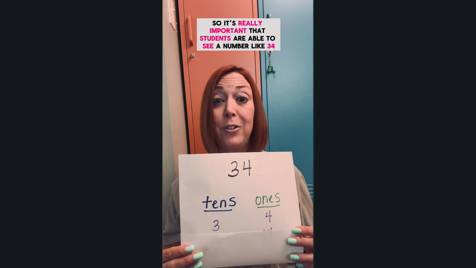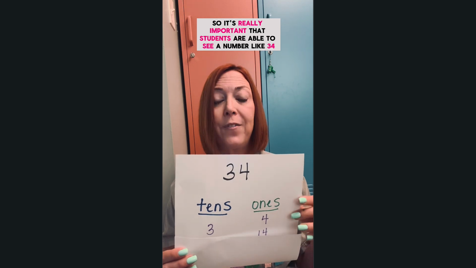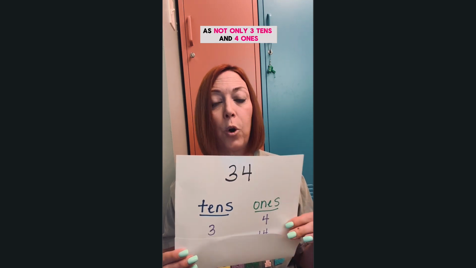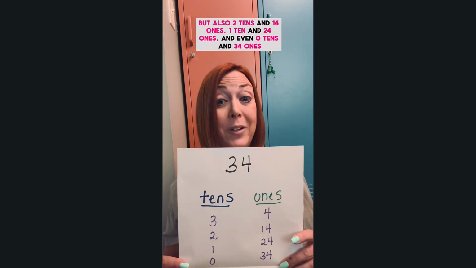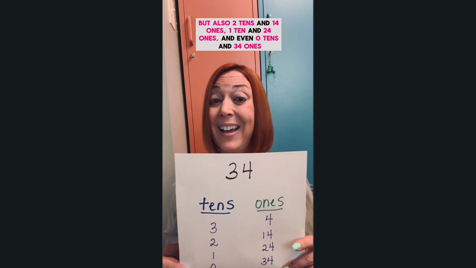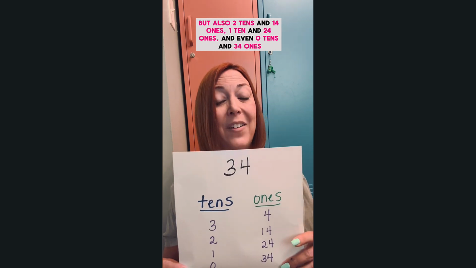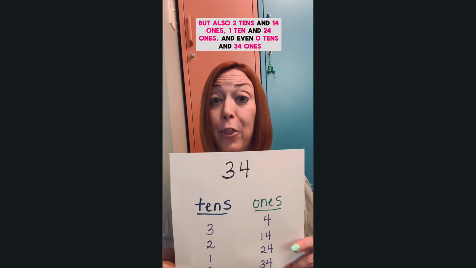So it's really important that students are able to see a number like 34 as not only 3 tens and 4 ones, but also 2 tens and 14 ones, 1 ten and 24 ones, and even 0 tens and 34 ones.